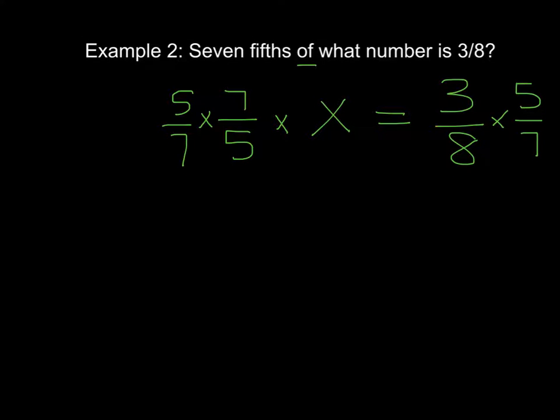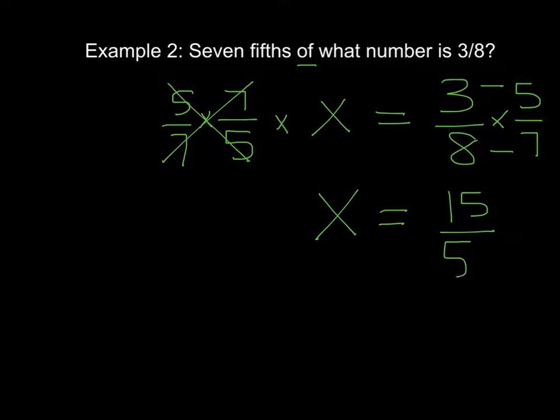Now when I do that, on the left side, the 7s cancel and the 5s cancel, leaving just the x. On the right-hand side, there isn't anything that'll cancel, so I multiply top times top, bottom times bottom. That gives me 15 over 56. Since that number cannot simplify, I'll circle it. That's my final answer.